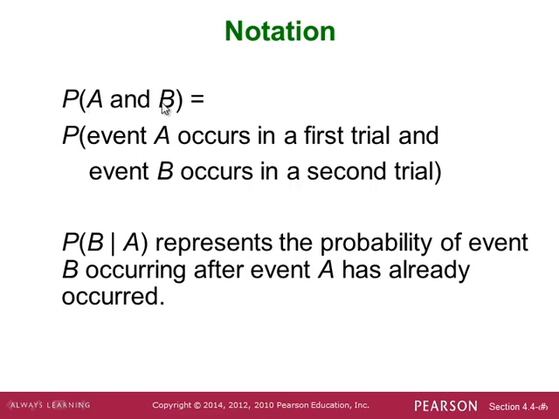The probability of A and B, what does that really mean? That means the probability that event A happens. Now, what is event A? Could be a coin flip or toss of a die or something, and looking at the outcome, whether it's a 1 or tails or an odd number or whatever. So the probability of event A happens in the first trial, so maybe a flip of a coin, and event B occurs in the second trial. Maybe the roll of a die occurs with the 6 showing up, whatever.